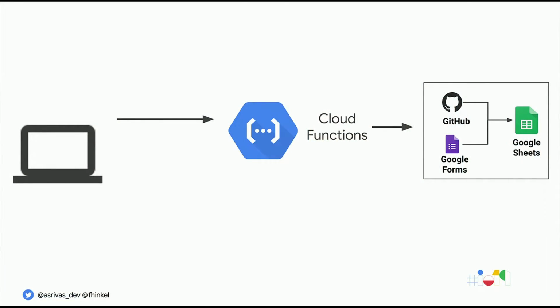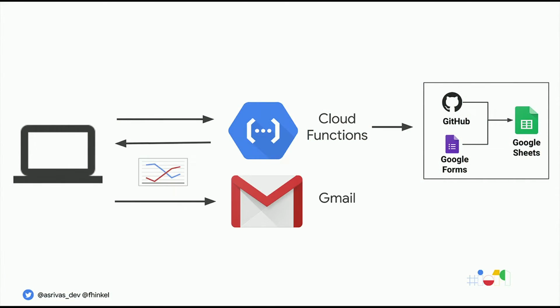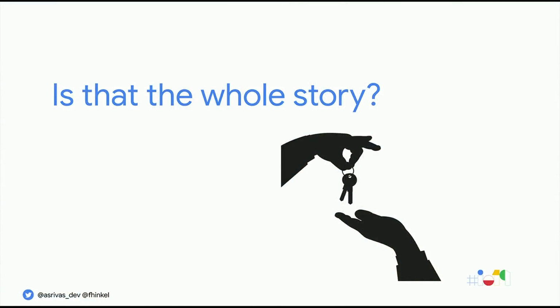So now we have the front end or a cron job triggering the cloud function, which pulls in new data and creates a chart. And when that is done, then the front end will send out an email with this new chart to everybody on the team. Is that the whole story, though? Just kidding. We left out auth.